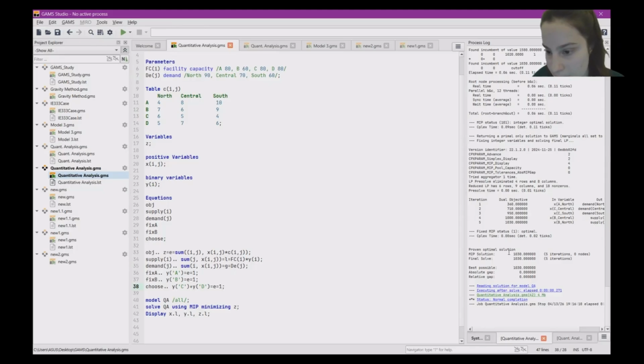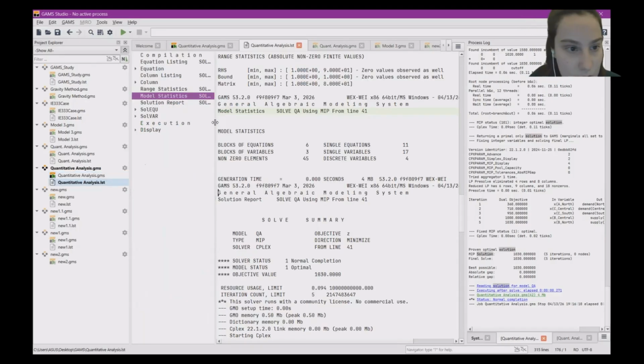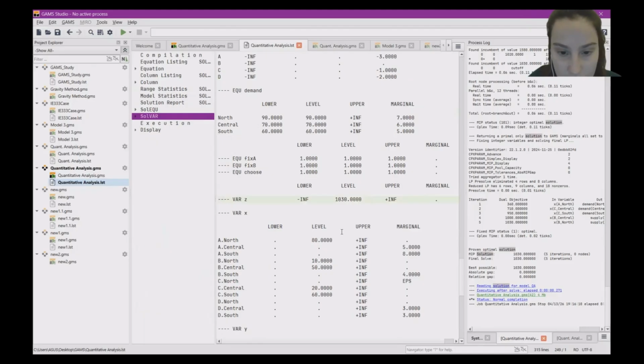Let's see, here we can already see that the optimal solution for Z, so the cost, is 1030, which was actually the same in the manual solution. In the Northwest method, also in the minimum cost method, we also found 1030. But let's see. Let's read the solution.